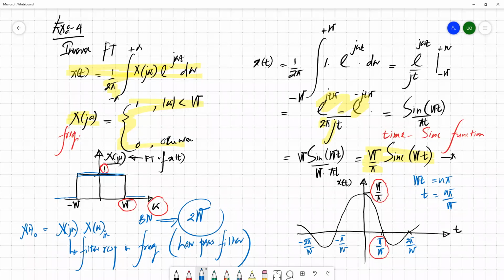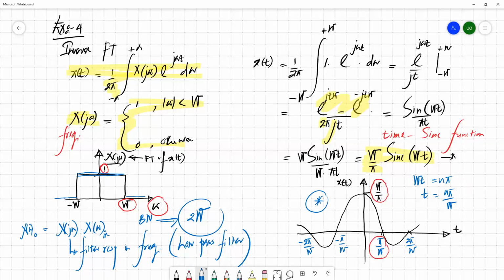So this is a kind of low pass filter. This is the low pass filter response in frequency domain, and this is the corresponding response in time domain. It's a kind of sinc function. So from this we can have a small conclusion.